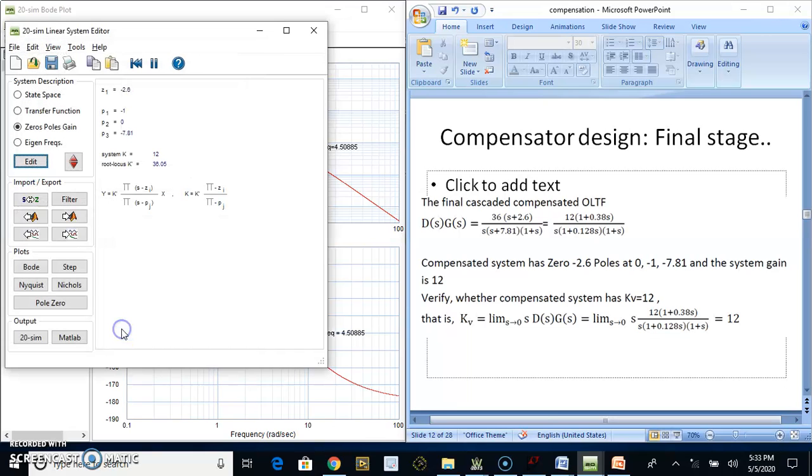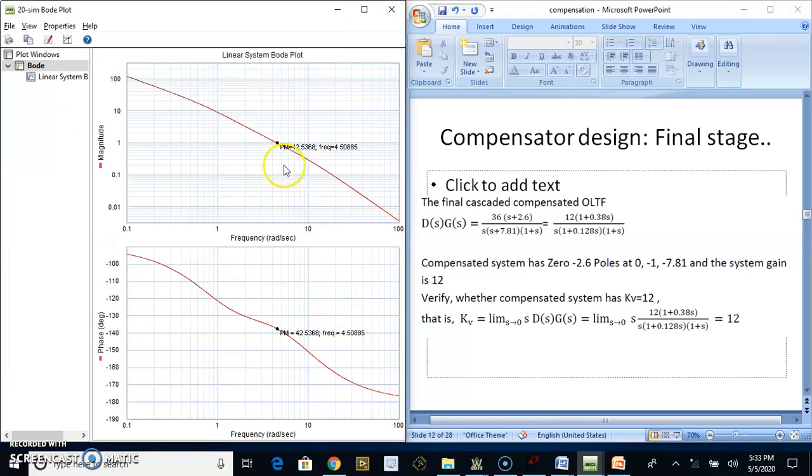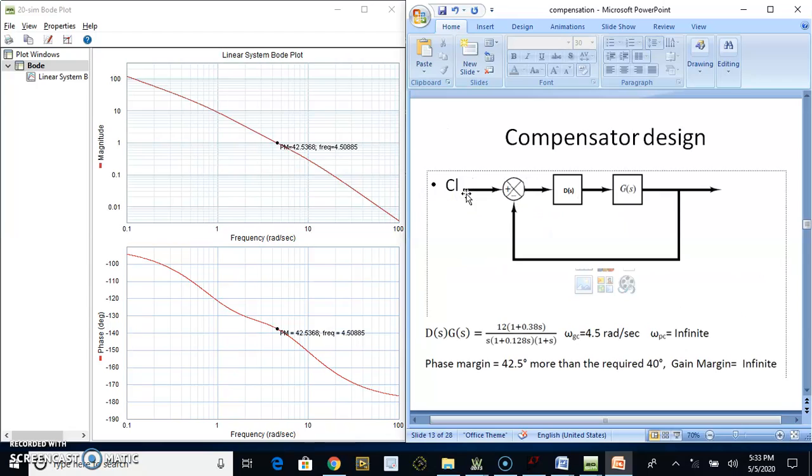So upon doing this, you can see this is your Bode plot. The Bode plot is showing a phase margin of 42.53 degrees, which is evident here also. Here also you can see it is 42.5 degrees. You can see omega GC is 4.5 radian per second. This is the frequency corresponding to gain crossover frequency where the magnitude is 1. So this way we are able to get the desired phase margin of 40 degrees by using a lead compensator.